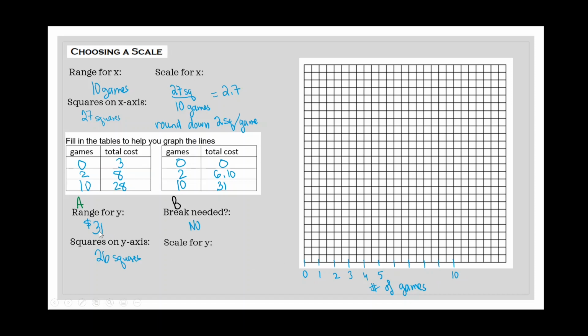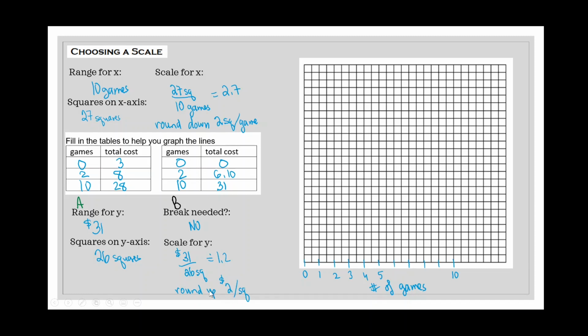So the biggest value here is 31, the smallest is 0, so range for y is 31. There's 26 squares, and we do not need a break this time because we are using 0 as a point, and all the values are close to 0. So the scale here, bigger number by smaller, 31 by 26 is 1.2 roughly, and here we can round up, and we could say it's $2 per square.